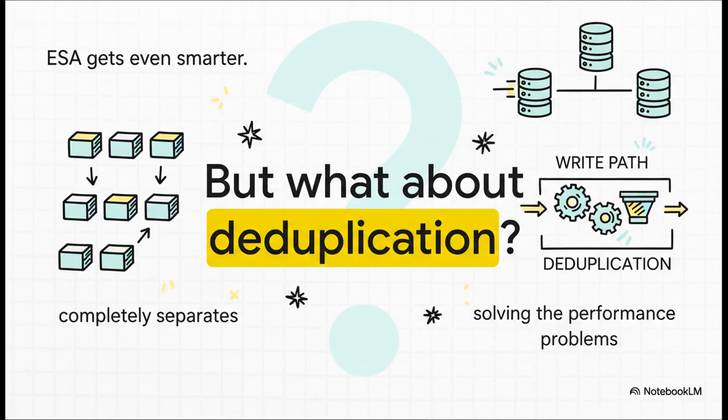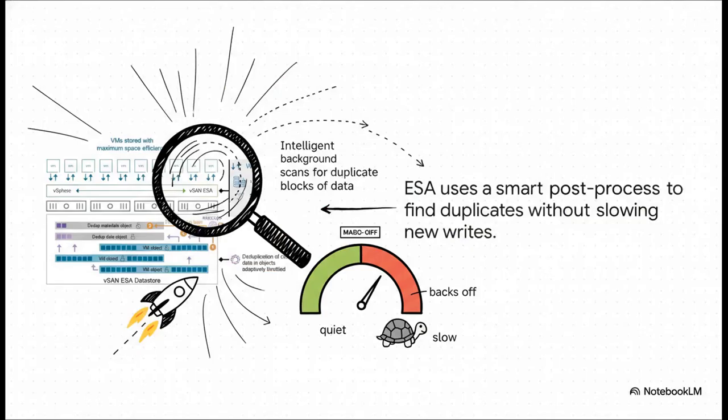All right, you might be asking, but what about dedupe? Well, this is where ESA gets really clever. It completely decouples deduplication from that critical write path, which totally solves the performance headache we saw with OSA. So now, deduplication is this smart background process. It quietly goes to work in the background, looking for duplicate blocks after they're already safely written. And check this out. It's adaptive. If your cluster gets busy, it backs off. If things are quiet, it ramps up. The point is, it never gets in the way of your actual application performance.